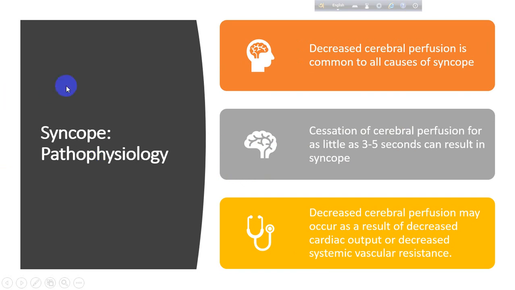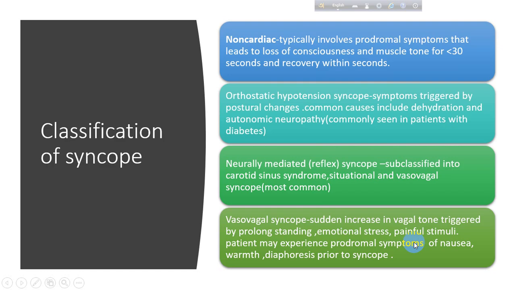Syncope pathophysiology: decreased cerebral perfusion is common to all causes of syncope, and cessation of cerebral perfusion for as little as 3 to 5 seconds can result in syncope. Decreased cerebral perfusion may occur as a result of decreased cardiac output or decreased systemic vascular resistance. Classification of syncope is mainly non-cardiac, orthostatic, neurally mediated, and vasovagal.